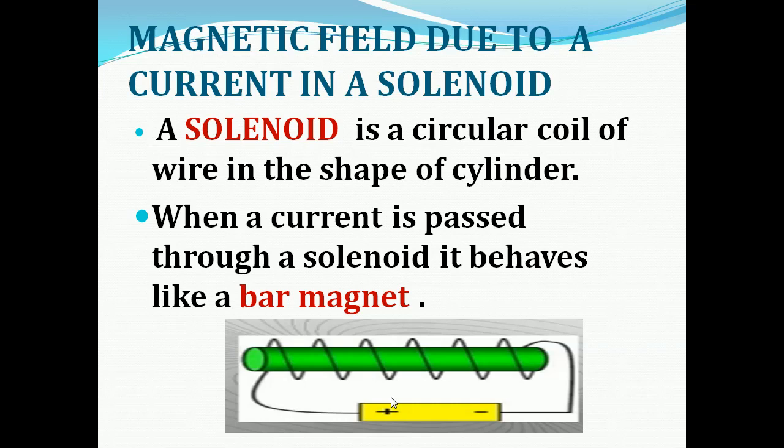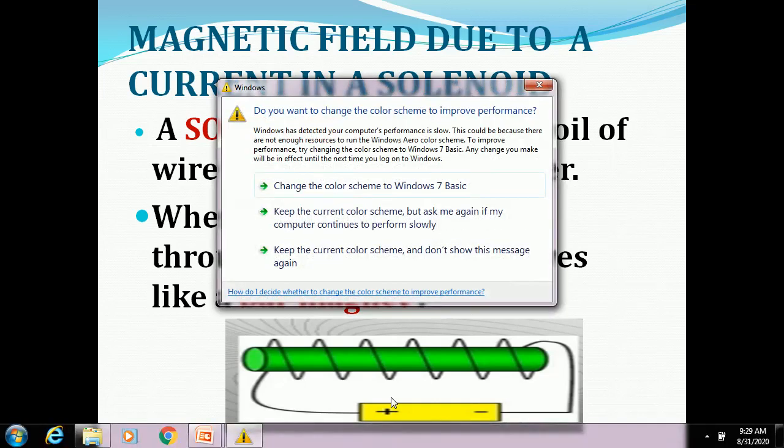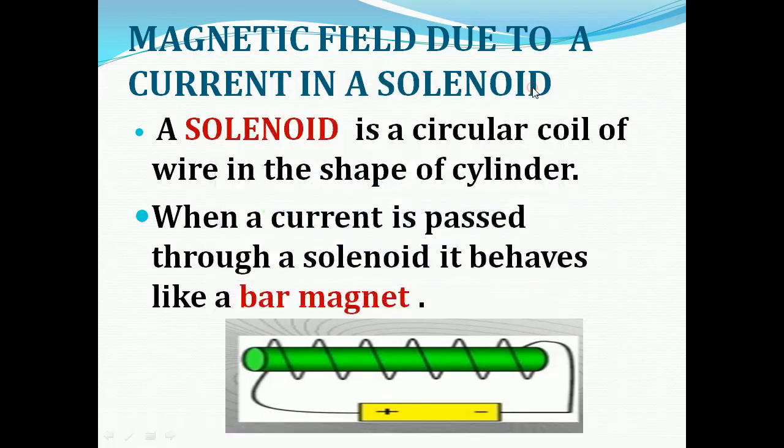So solenoid means what? It is a circular coil with a number of turns of insulated copper wire wrapped in the shape of a cylinder. That is called a solenoid. Here you can see the solenoid is a circular coil which contains a number of turns of copper wire wrapped in the shape of a cylinder. When a current is passed through a solenoid, it will behave like a bar magnet.